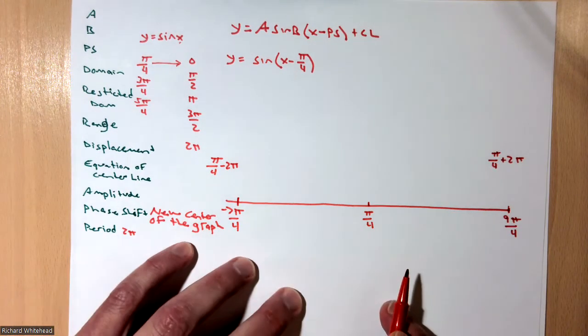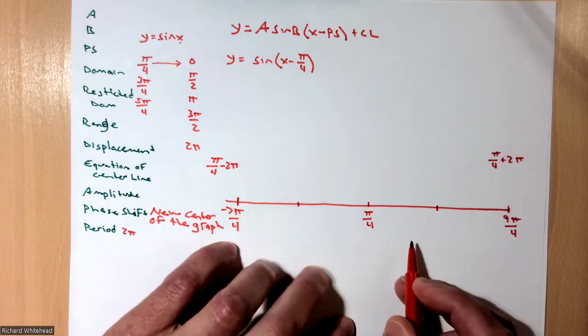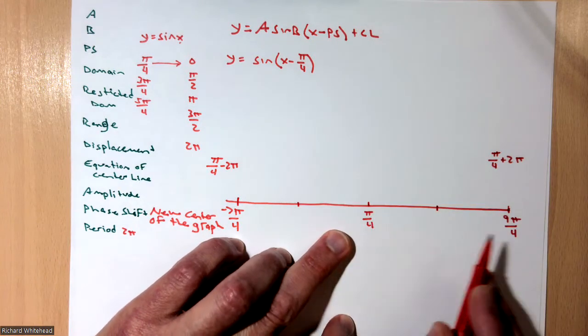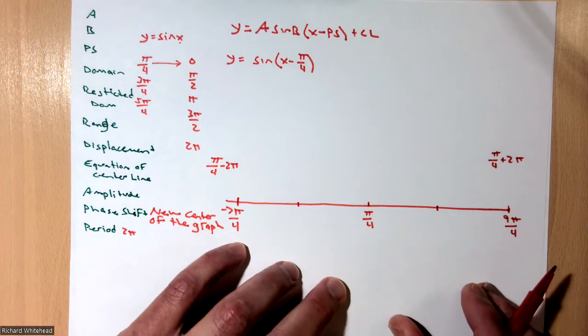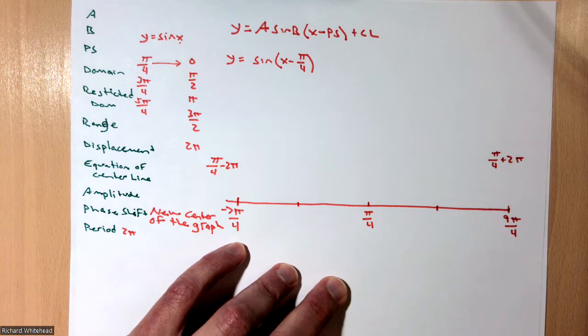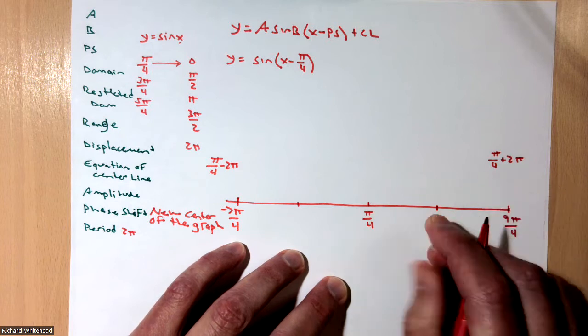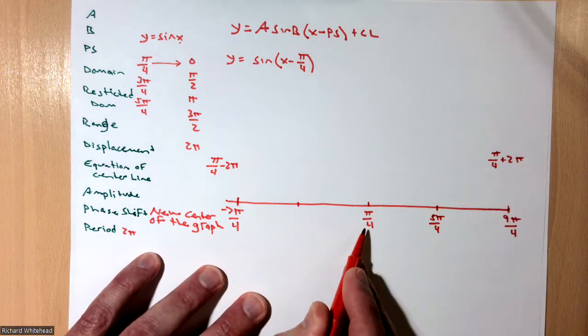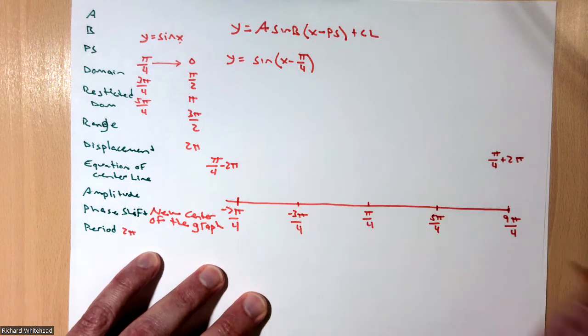There's a bunch of ways to do this. If you do the basic way, what's halfway between pi over 4 and 9 pi over 4? You add them together and divide by 2. So that'd be 10 pi over 4, cut in half would be 5 pi over 4. This would be negative 6 pi over 4, cut in half would be negative 3 pi over 4.